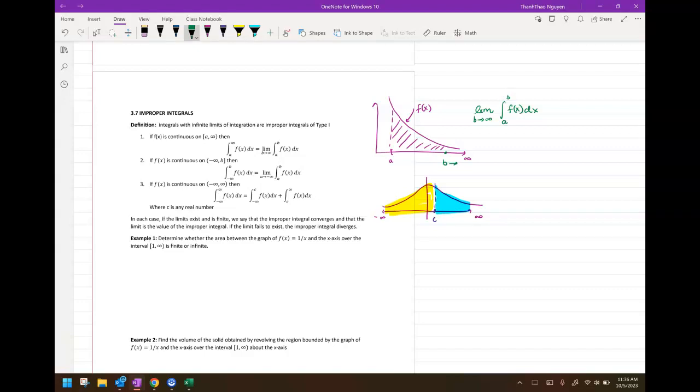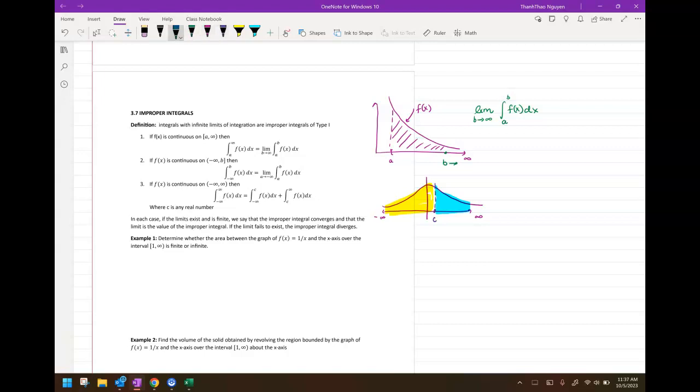Determine whether the area between the graph of f of x equals 1 over x and the x-axis over the interval from 1 to infinity is finite or infinite. What does it mean by finite or infinite? If it is finite, it will give you a number, a value. If it's infinite, then the area goes toward infinity.